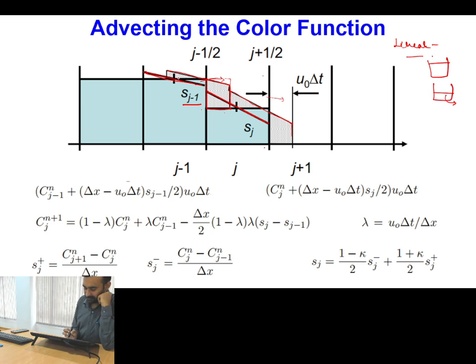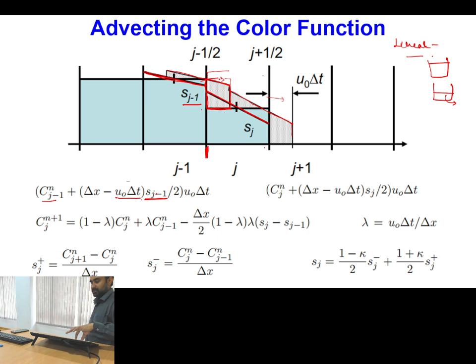So using this scheme, of course, you need to do some mathematical computations, and if you do, you will find that the flux at the left face, particularly at this face, can be given as Cj minus 1 at time step n plus delta x minus u naught delta t into Sj minus 1. What is Sj minus 1? The slope of this line. Because now when volume is translating, it is translating like this. So we need to multiply the slope with the linear distance which is covered.